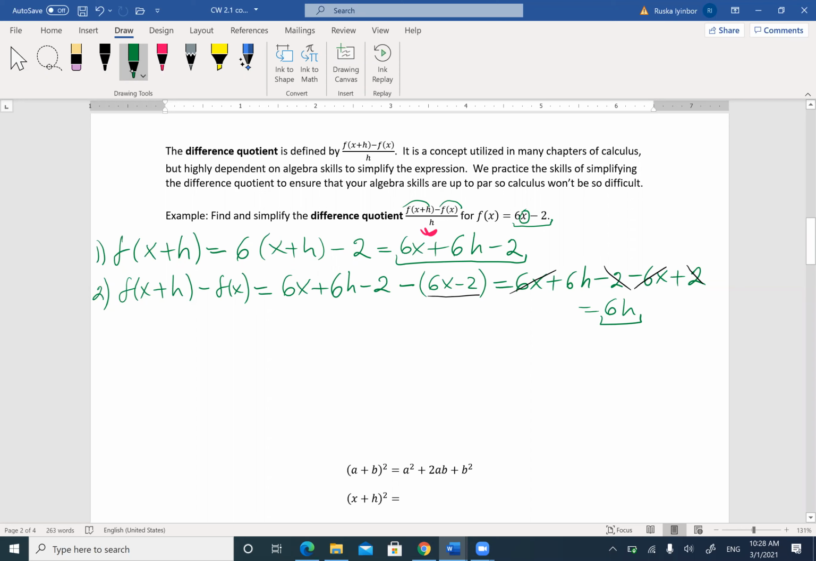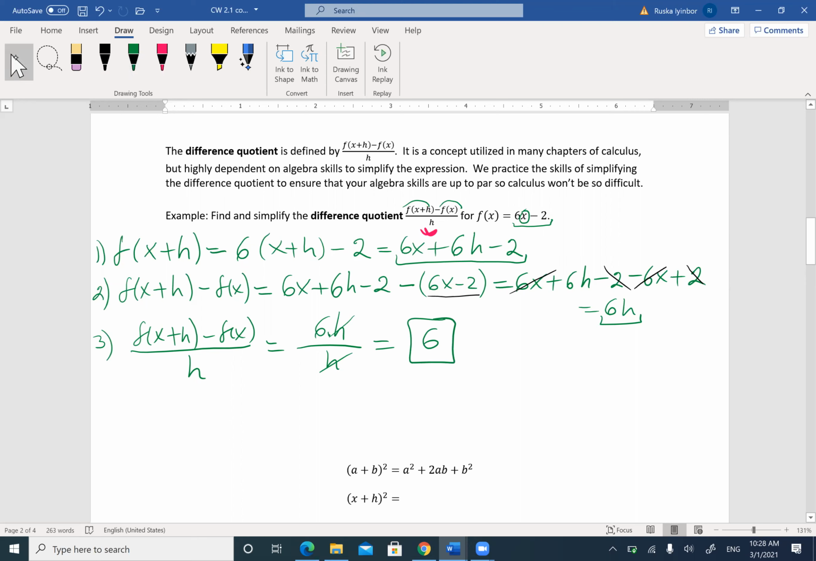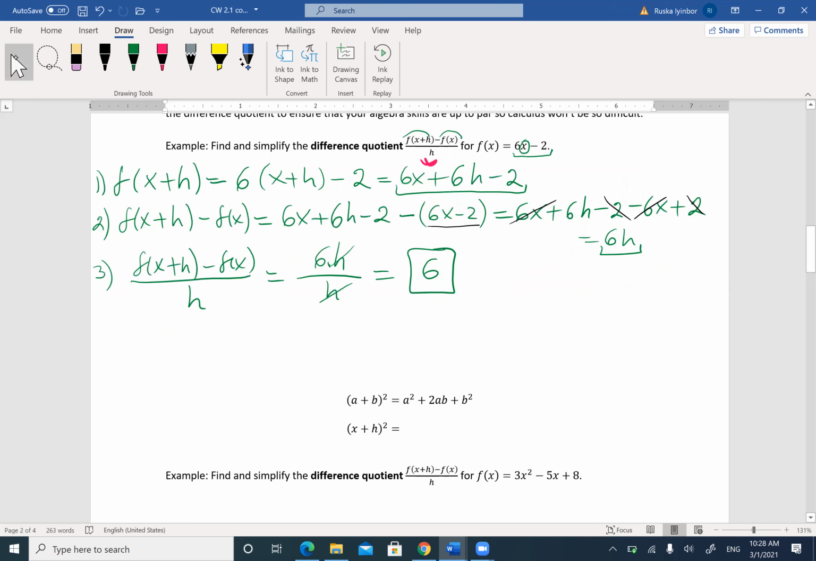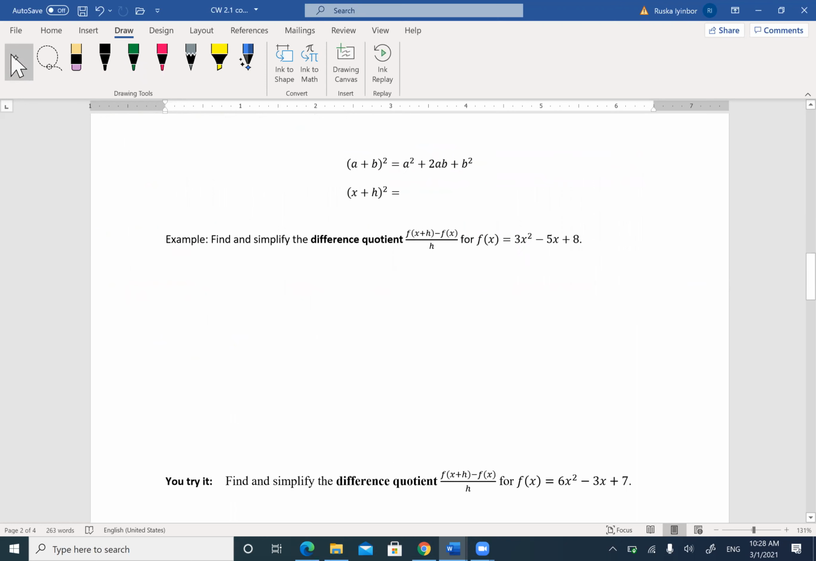Then step 3 is just plugging everything into the fraction. So it's going to be f of x plus h minus f of x, everything over h. The top of the fraction is step 2, so it's just 6h over h. And I told you that h and h are always going to cancel. So my final answer is 6. Okay? So that's how you do the difference quotient. The difference quotient is the one you're going to use when you go to the calculus for business class, the next class, 1325. Okay? And then you have another example here.